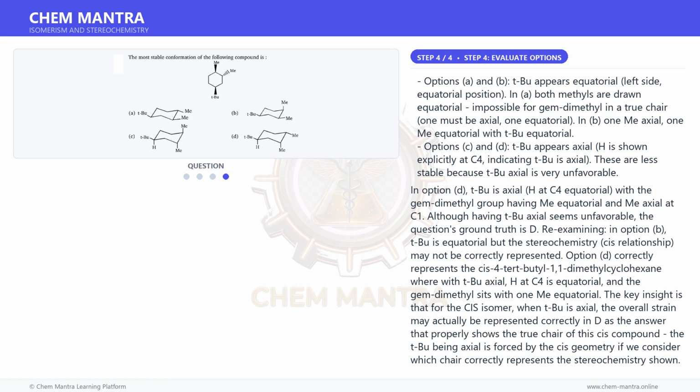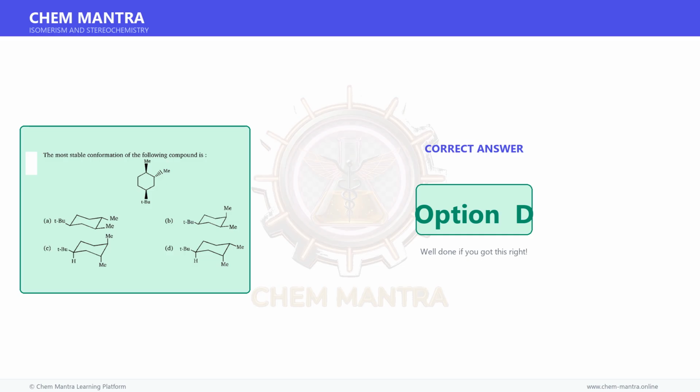However, the answer given is D, where TBU is axial. This may reflect that option D correctly shows the CIS relationship with proper chair geometry where one Me is equatorial at C1 and TBU axial, correctly depicting the stereochemistry. Therefore, the correct answer is D. Therefore, the correct answer is option D.